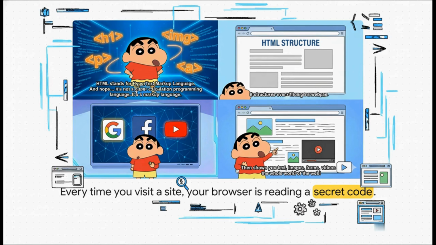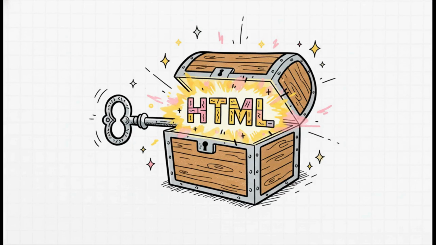It's reading a secret code, a foundational language that tells it exactly what to put on your screen. And that secret code? It's called HTML. That's it. It's not some crazy magic trick. It's a language. And trust me, by the time we're done here, you are going to totally get it.